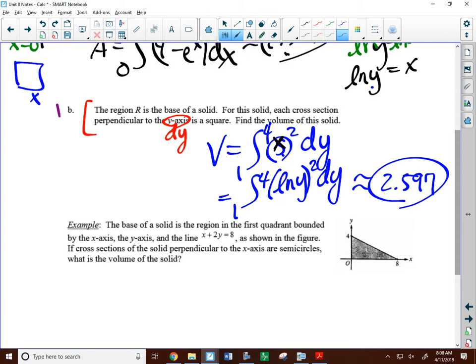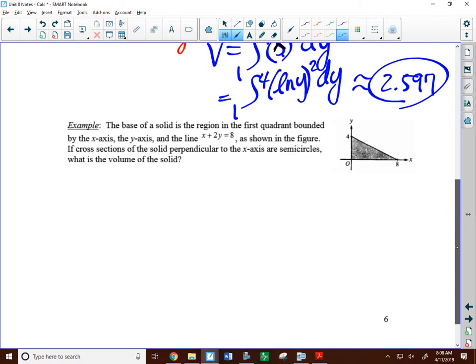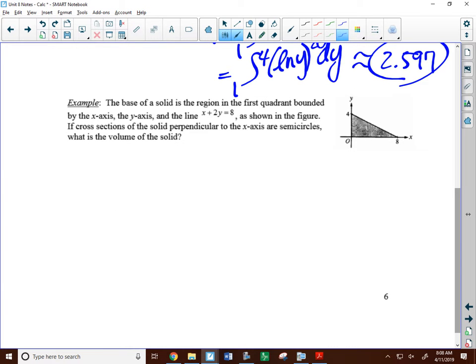Let's see if I can just finish up one last one at the bottom. Any thoughts on that one? Let's try, I should be fine to finish up the last one. So the last one, just more examples with this different type of region. There's the region over there. You can see it's shaded. That's going to be the base of a solid. So region of the first quadrant bounded by the x-axis, the y-axis, and that line.